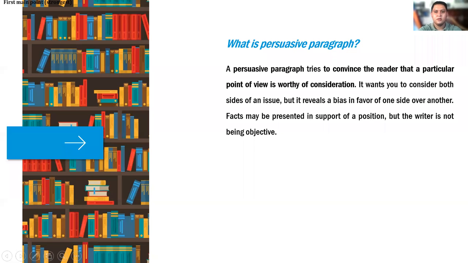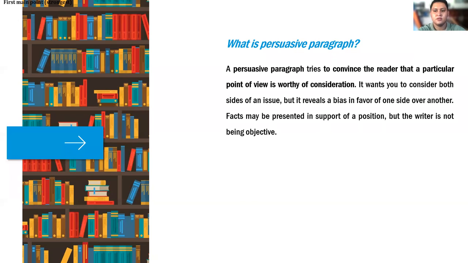May I? Yes, you can do it. Thank you. What is persuasive paragraph? A persuasive paragraph tries to convince the reader that a particular point of view is worthy of consideration. It wants you to consider both sides of an issue, but it reveals bias in favor of one side over another. Facts may be presented in support of a position, but the writer is not being objective.